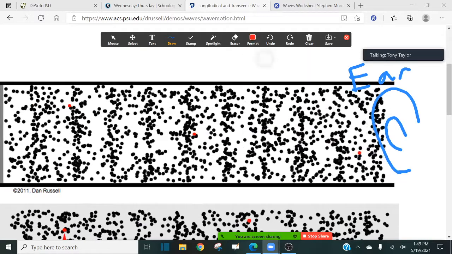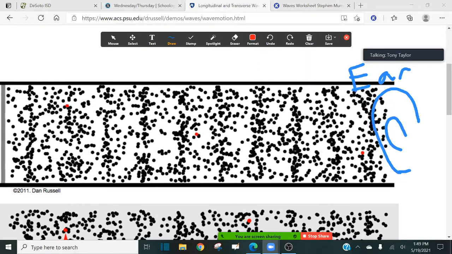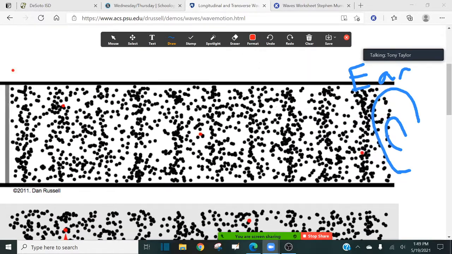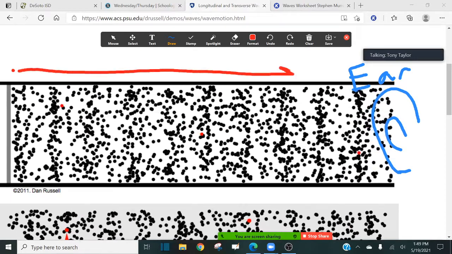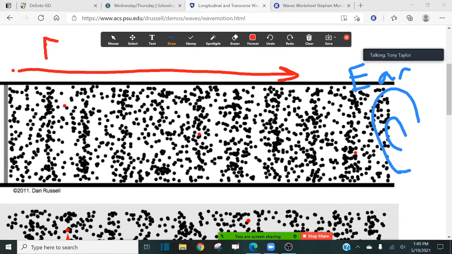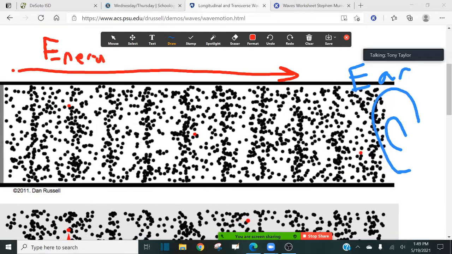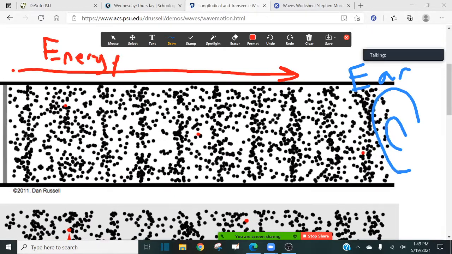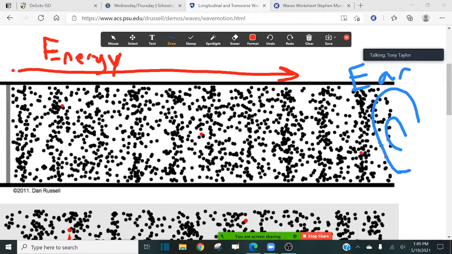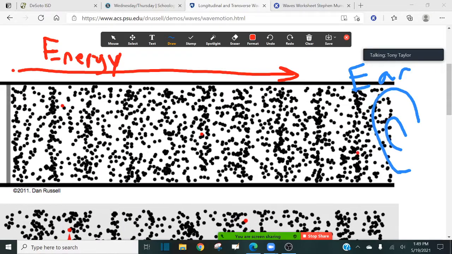So what's going on here, guys? As the speaker pulses, it sends energy traveling from this end of the room all the way down to that end. So the energy is traveling in this direction. Okay. And so obviously the energy is what's causing these air particles to vibrate.